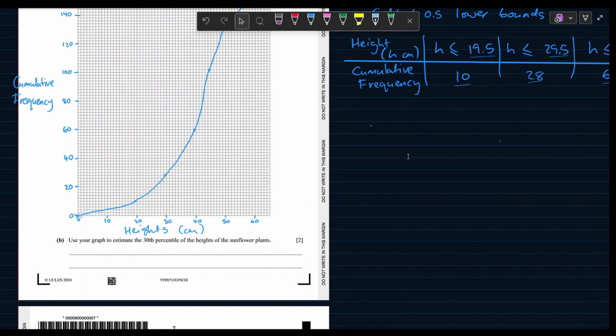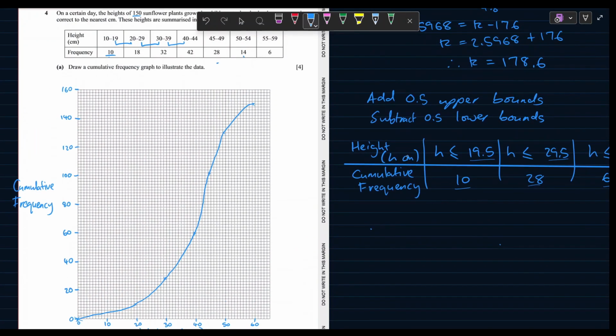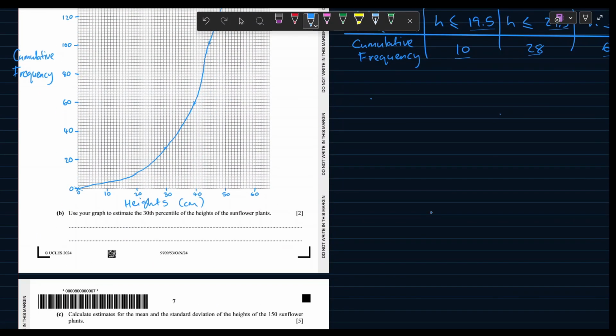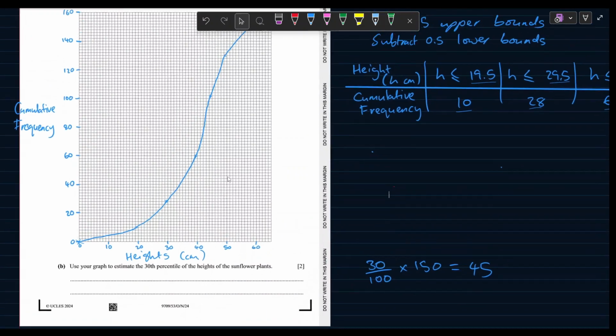And then part B says use your graph to estimate the 30th percentile of the heights of the sunflower plant. So 30th percentile, that's just 30% of our 150 sunflowers, because we've got a total of 150. So what is 30% of 150? 30 over 100 multiplied by 150. Let's punch that into the calculator. That gives us 45.